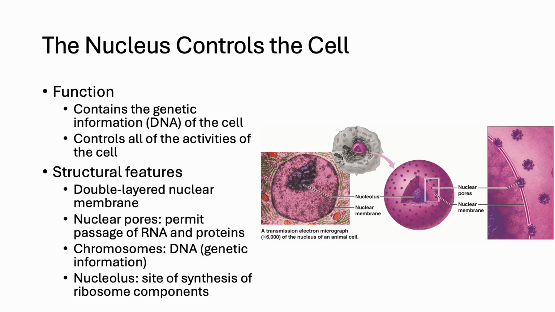Inside, DNA is organized into chromosomes, which carry hereditary information. The nucleolus, a dense structure within the nucleus, is the site of ribosome component synthesis, preparing the machinery for protein production. By directing gene expression, the nucleus ultimately controls growth, metabolism, and reproduction. Damage to the nuclear DNA, as seen with mutations, can disrupt these instructions and lead to diseases such as cancer. Thus, the nucleus is both the library of information and the director of cellular activity.